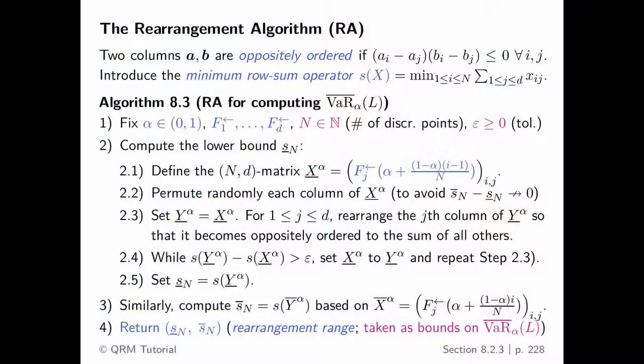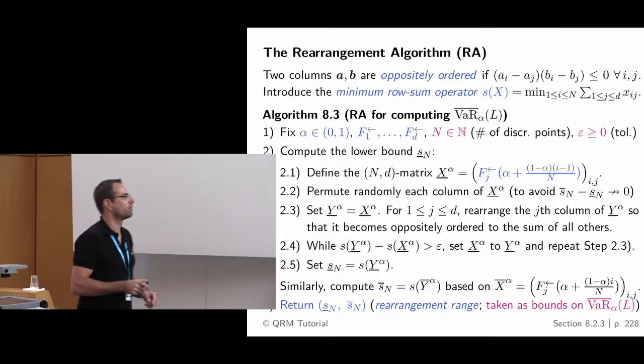So I consider that very column I sit on, and I consider the sum over all other columns. That's, of course, then also just one vector with n numbers. So I iterate over all columns, and in the jth column, I compute the sum over all other columns, and I oppositely reorder the jth column with respect to that sum of all other columns. Why? That's a different story, but that's how the rearrangement algorithm works.